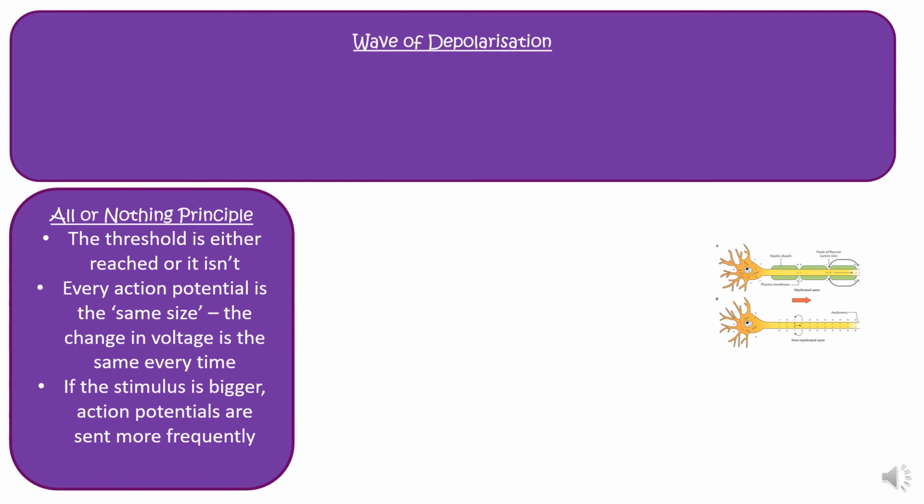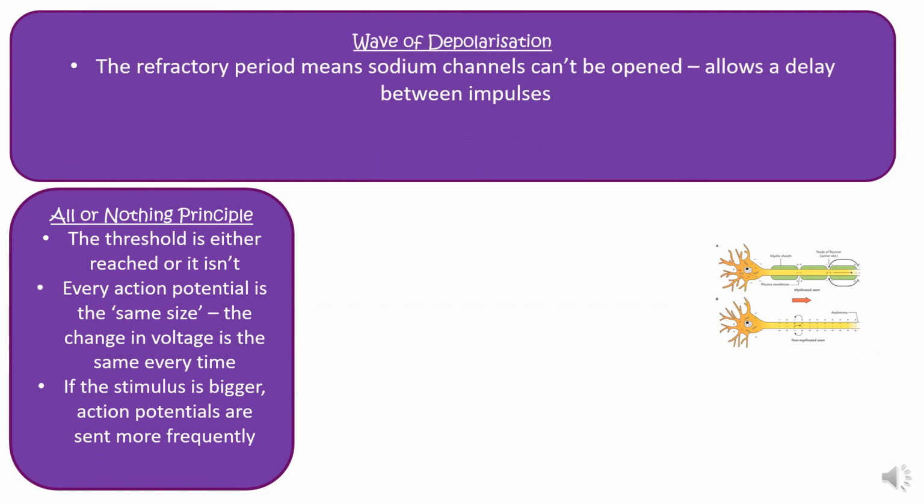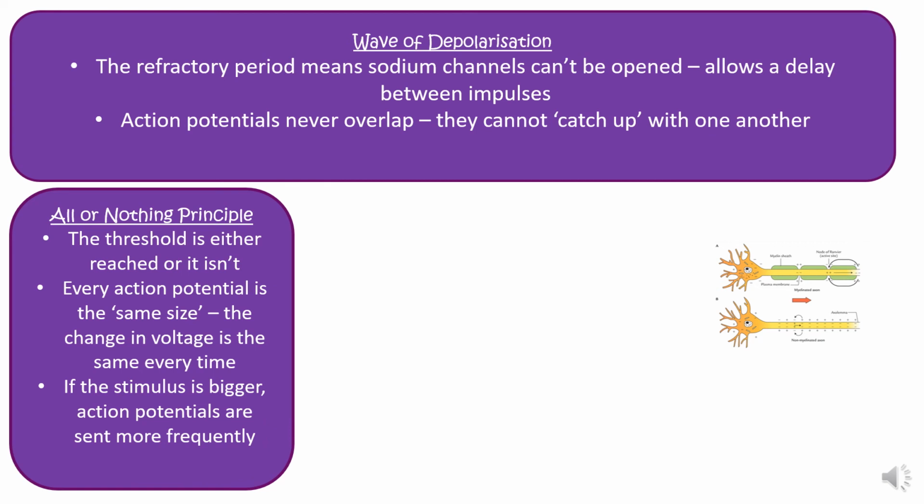So your wave of depolarization, during the refractory period, your sodium channels can't be opened, which obviously means that it can't be depolarized. This means that there's a delay between impulses, which is useful because it means that the action potentials never catch up with each other and they'll never overlap, because we don't want that to happen. It's not possible for that to happen.